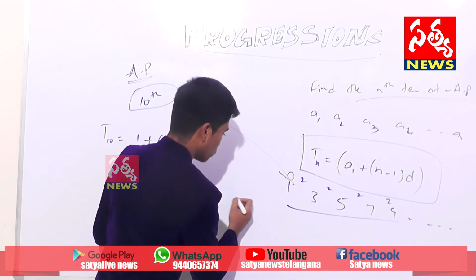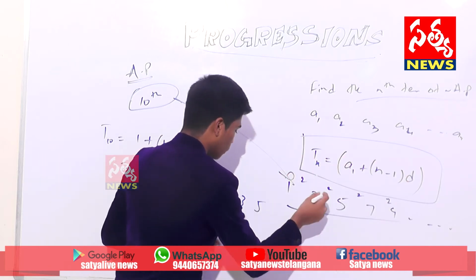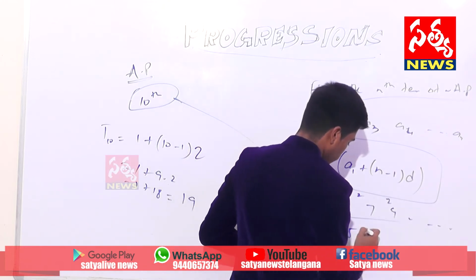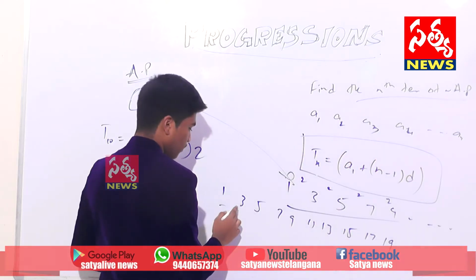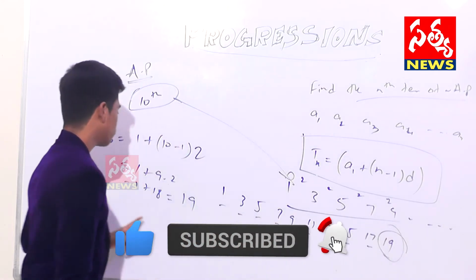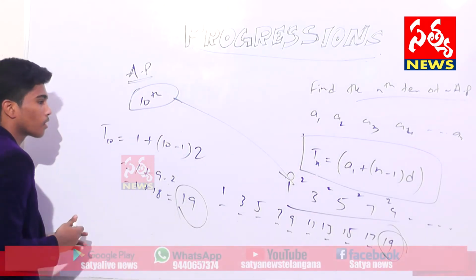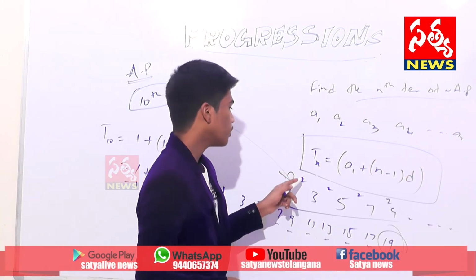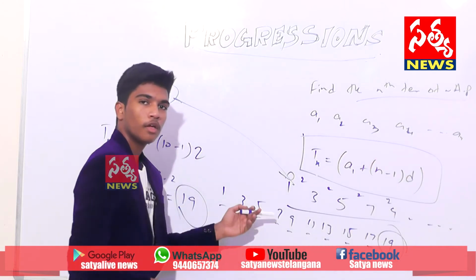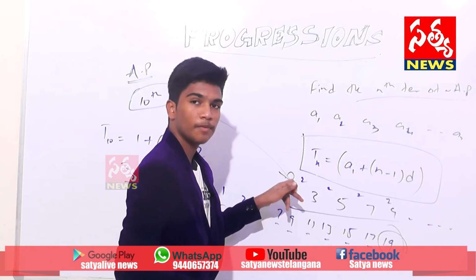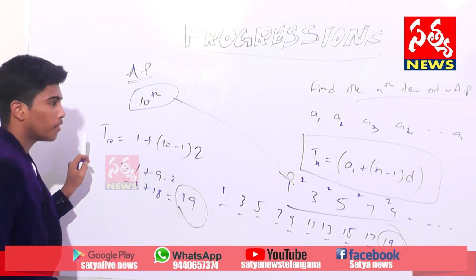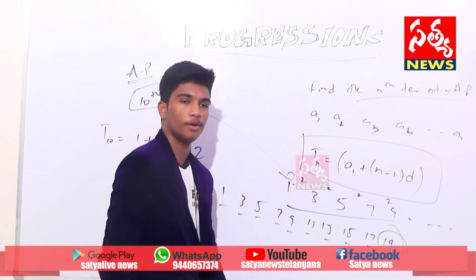You can check it also. 1, 3, 5, 7, 9, 9 plus 2 is 11, 11 plus 2, 13, 15, 17, 19. See, first term, second, third, fourth, fifth, sixth, seventh, eighth, ninth, and 19 is our 10th term. As there is only an increment of 2, we can find the 10th term by adding 2. If there is a big value of D, then we have to go for this formula. Tn is equal to A plus n minus 1 into D.